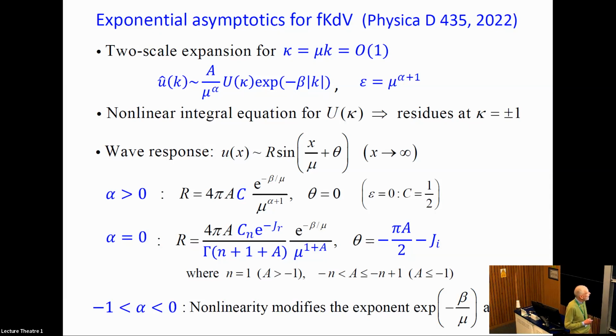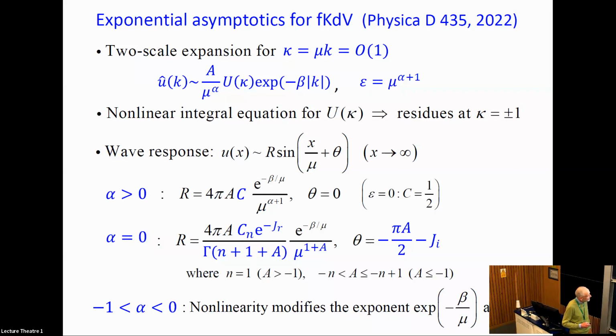Okay, so what do you find? This is a summary. The wave response is sinusoidal, it has an amplitude r here. The wave number is 1 over mu, a very short wavelength, and there's a phase theta. This is in the downstream region. Upstream, there are no waves. So the response depends on this alpha, which is the power at which the Fourier transform of the forcing drops off. And you can see here the amplitude.